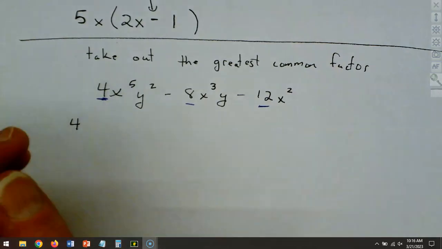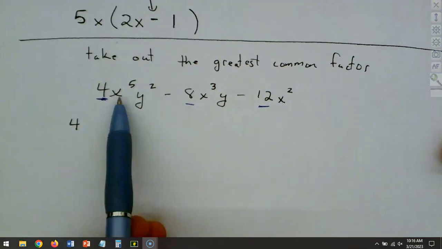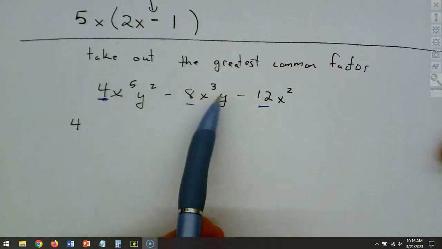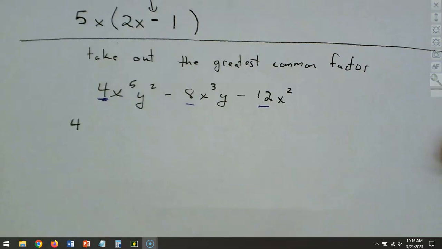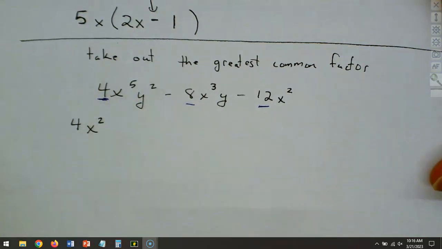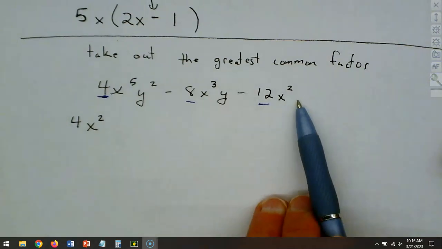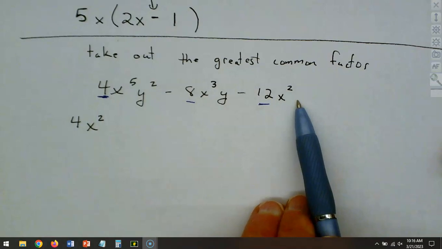And then we look at the variables next. So these all have an x. And so what's my smallest power? You always take out the smallest power. So the smallest power is an x squared there. So the 4x squared is going to come out. I cannot take out a y. Why can I not take out a y? Well, this last piece, it doesn't have a y with it. Okay, so it cannot come out.